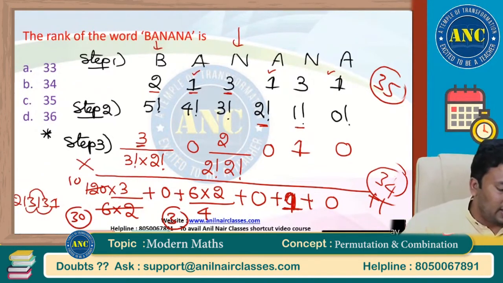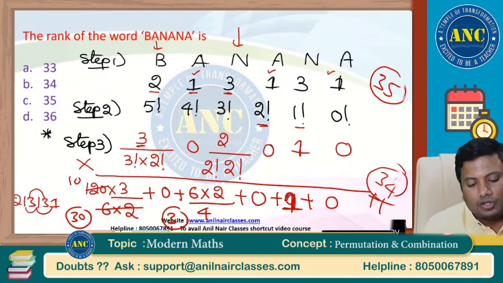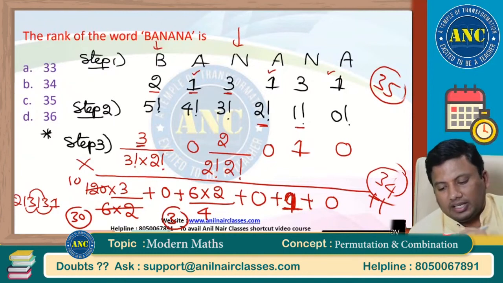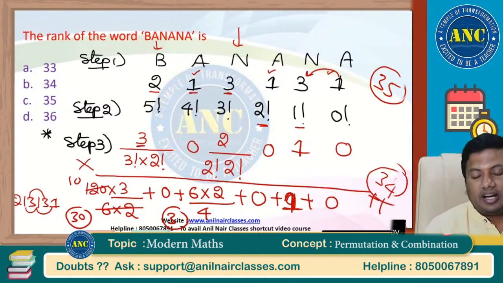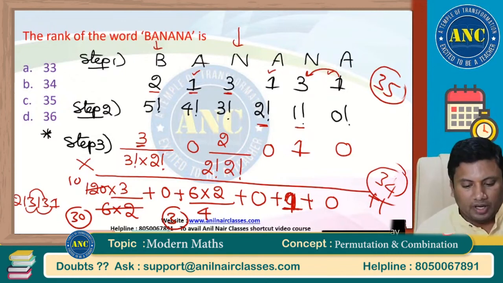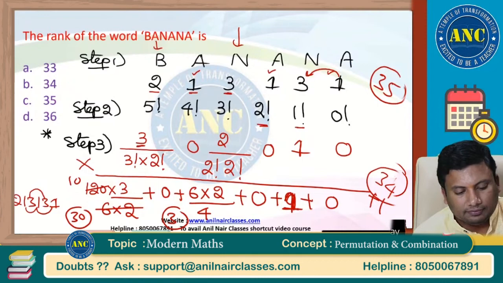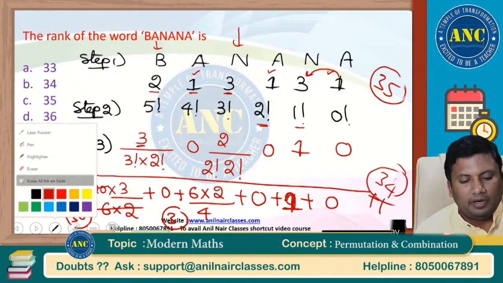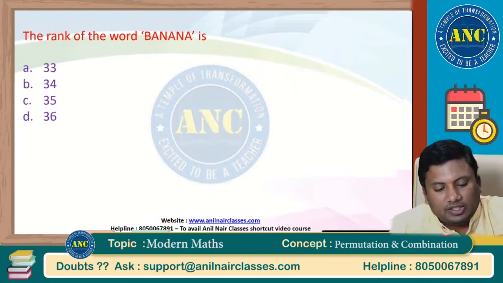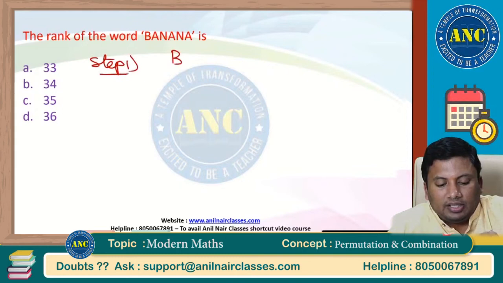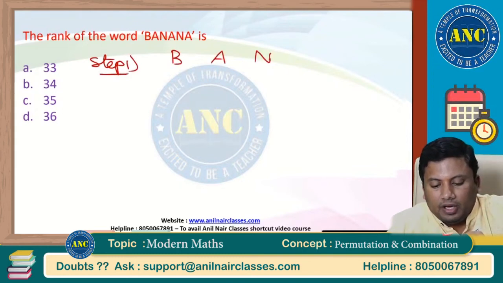Idea it is clear, right? So 30 plus 3 plus 1, 34. 34 plus 1 is 35. How many numbers are there to the right side of 3 which are less than 3? Which is 1. Idea it is clear? Any doubts, or do you want me to explain again? Probably one more time I will explain. Step number 1, write the letters of the word in sequential order.